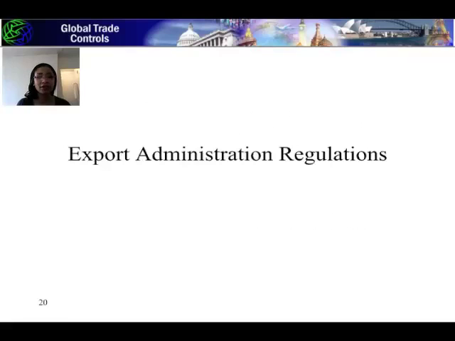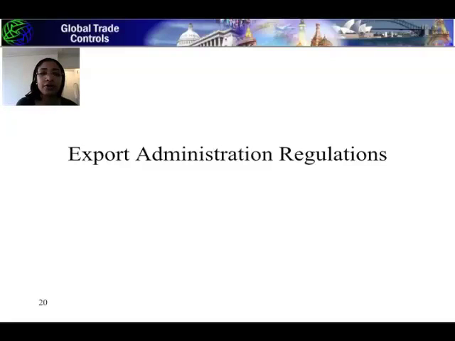Okay, we're going to talk about the Export Administration Regulations administered by the U.S. Department of Commerce, Bureau of Industry and Security. These regulations cover commercial goods and dual-use goods. When I talk about dual-use goods, that's articles that have commercial and military applications. You can classify your product under the Commerce Control List.